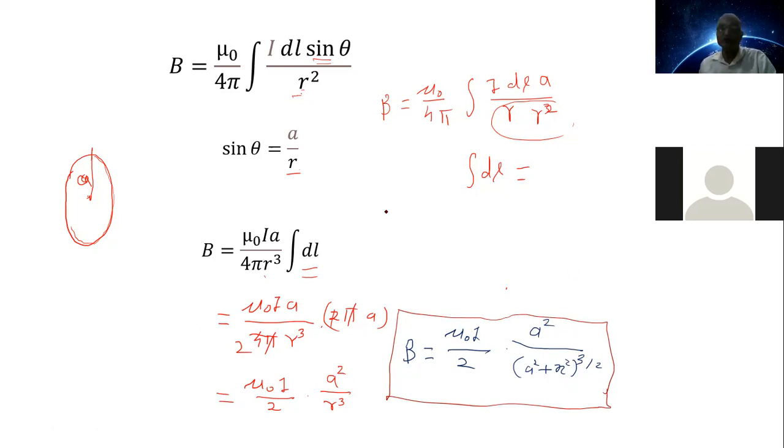Here, what does a represent? What does a represent here? Radius. Yes, a is radius. Right, good. x is the distance of the point P from the center O.